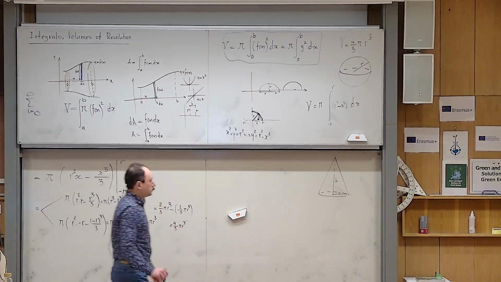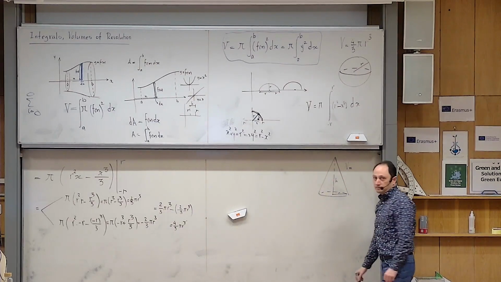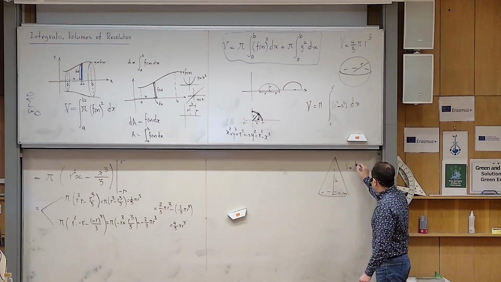You have it in the formula sheet. I don't know how many of you remember it. Do you remember? Okay. So 1 over 3 pi r squared h.